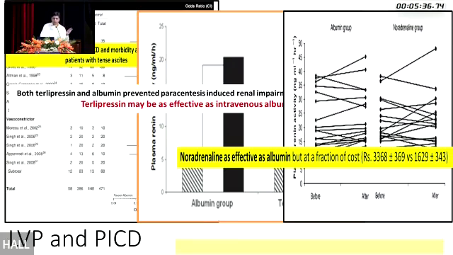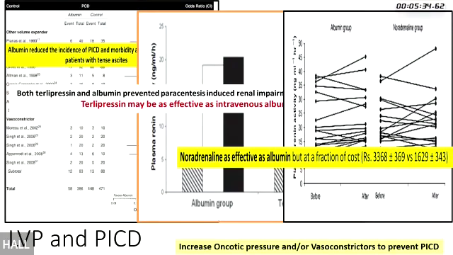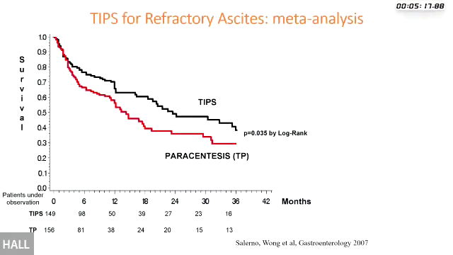So it is not about albumin, terlipressin, or noradrenaline. It is about reducing the effective arterial blood volume gap. You can either increase oncotic pressure or do it by vasoconstriction, or a combination. Combination of vasoconstriction with albumin should reduce the gap of effective arterial blood volume to help overcome this.